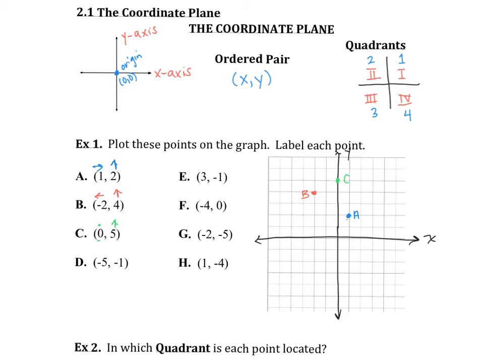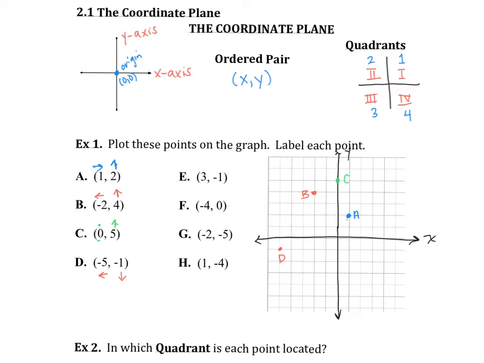I'm going to keep going. If you're ahead of me, that's fine. Okay, let's see. D, negative 5 in the x direction is left. Negative 1 in the y direction is down, and from the origin, left 5, 1, 2, 3, 4, 5, down 1 puts me down here. D. Okay, I'm going to keep going again. If you're ahead, it's fine.